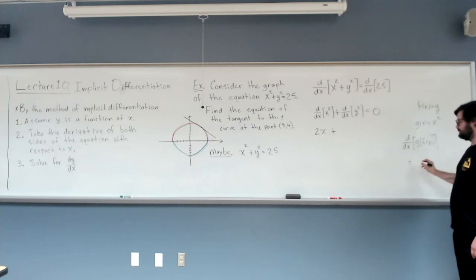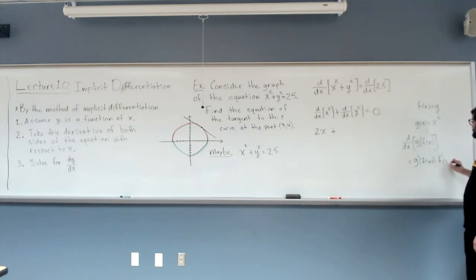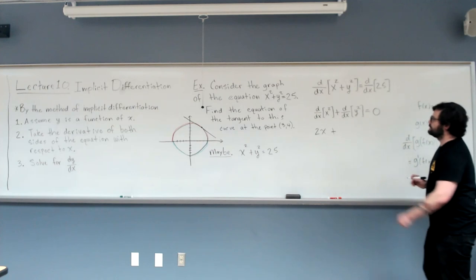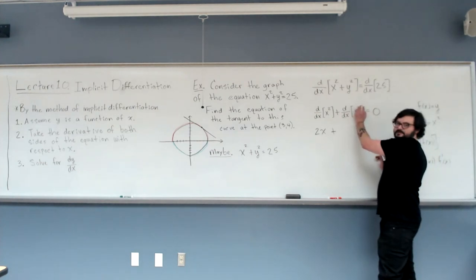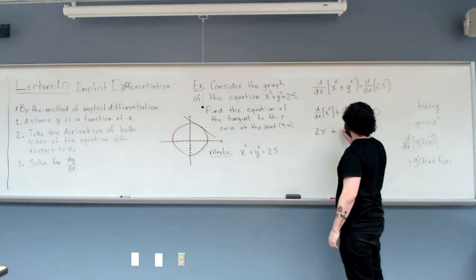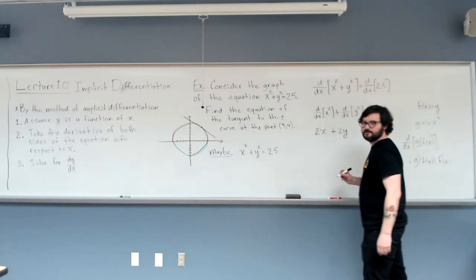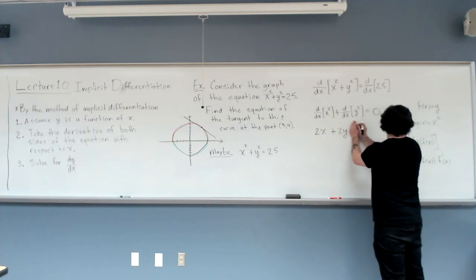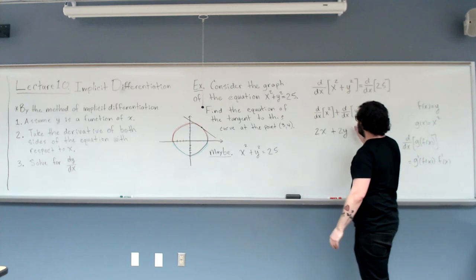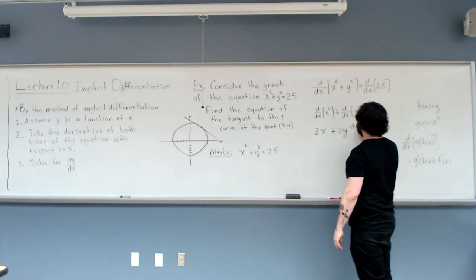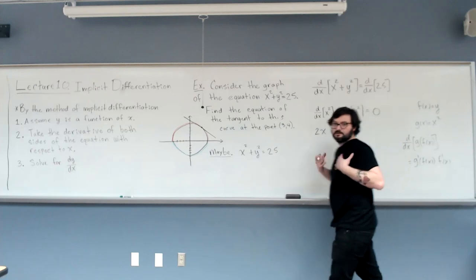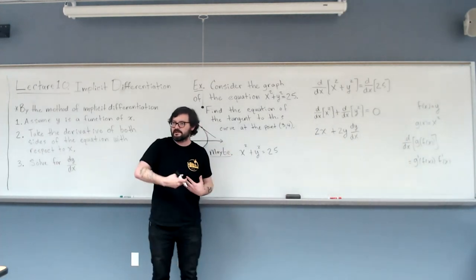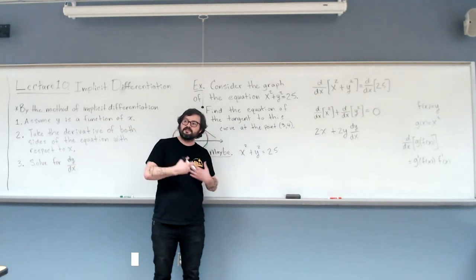It's the derivative of the outside times the derivative of the inside, right? So the derivative of the outside is like something squared. What's the derivative of something squared? Two times the something. 2 times that something. And the inside is y, and y is a function of x. The inside is dy/dx, exactly. We don't know what it looks like, we just know that we're taking the derivative of the inside function, right? And we're assuming that y is a differentiable function of x.